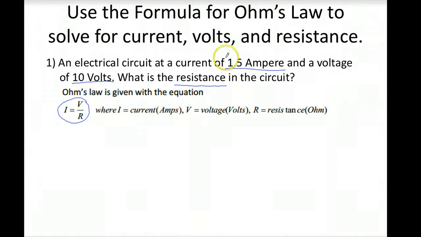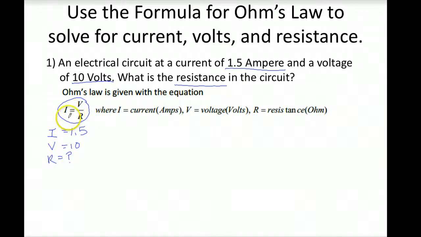Now we're given that current, that amps, so we can already define that variable, I equals 1.5. And we're given V equals voltage in volts, and we're given our voltage of 10 volts. So I can define that, V equals 10. And we're asked what is the resistance, and we're told here that R equals the resistance in ohms. So that's the variable we're finding. We're finding what R is.